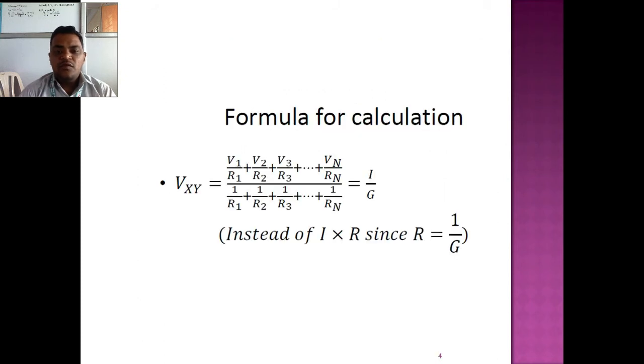Then the formula for the calculation: V of XY is equal to V1 upon R1 plus V2 upon R2 plus V3 upon R3 plus up to Vn upon Rn, upon the total, meaning 1 upon R1 plus 1 upon R2 plus 1 upon R3 plus 1 upon Rn. This is the conductance parameter: I upon G, meaning V upon R. It will be represented by the current, and 1 upon R, resistance and conductance, will be given as G.